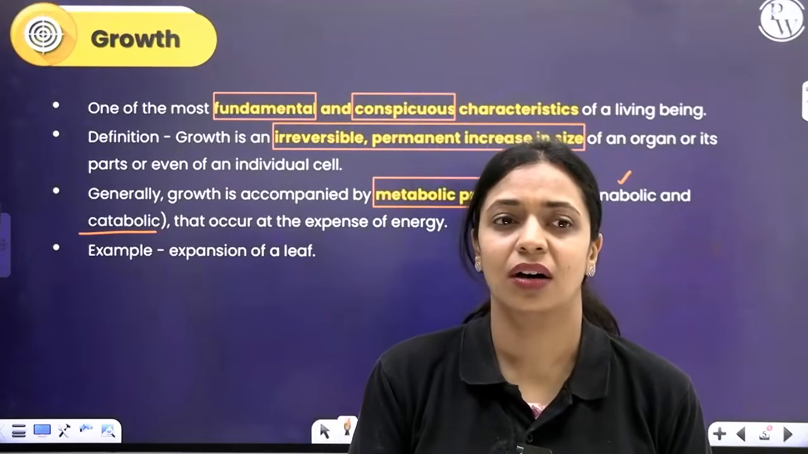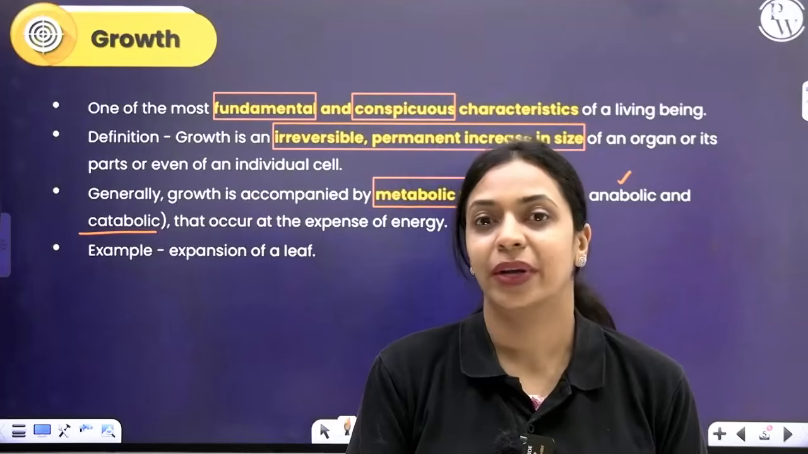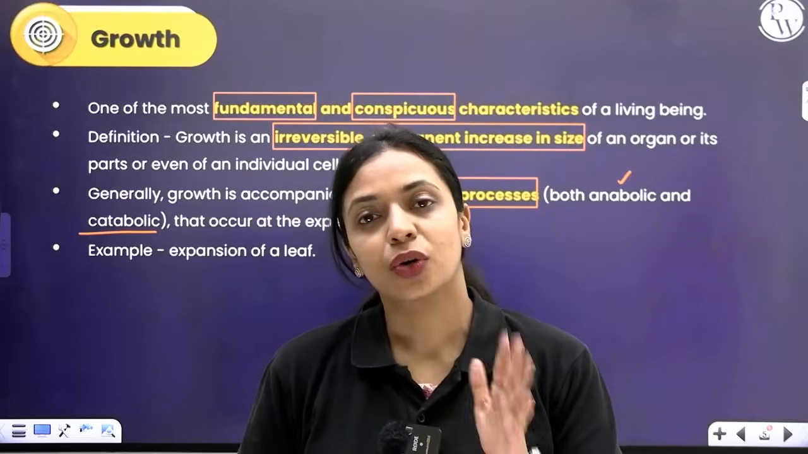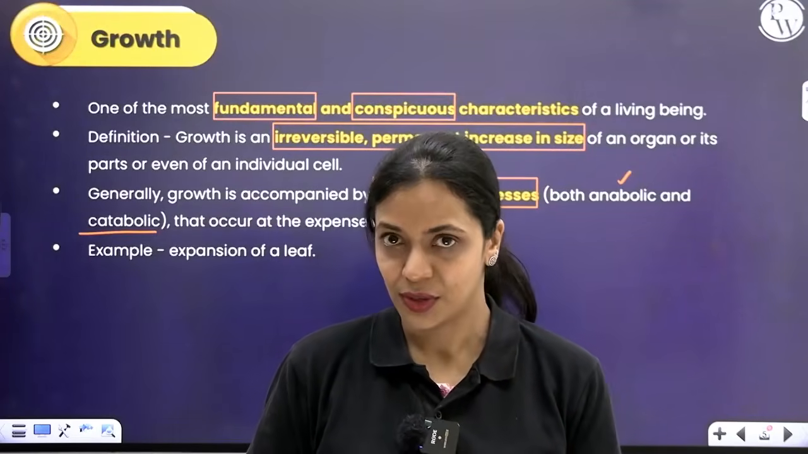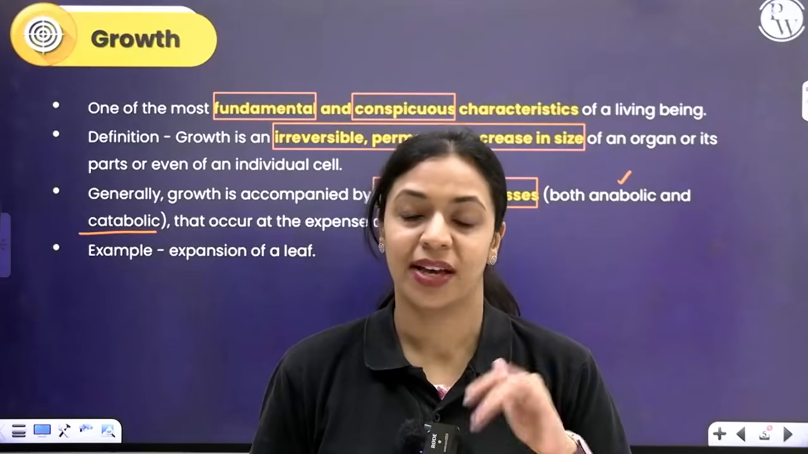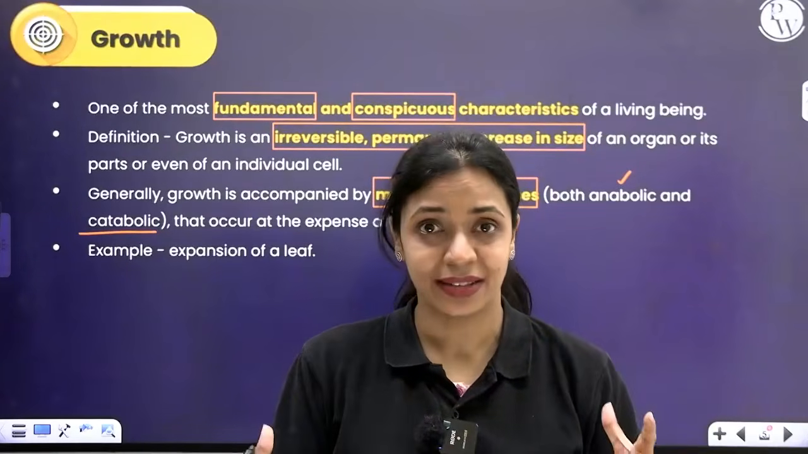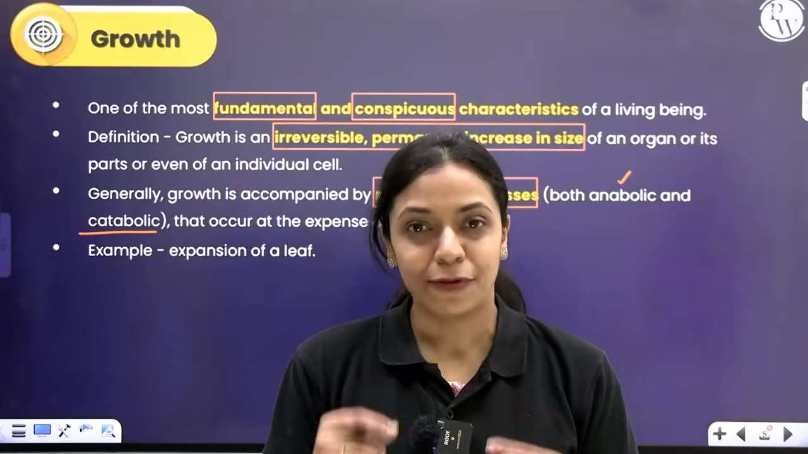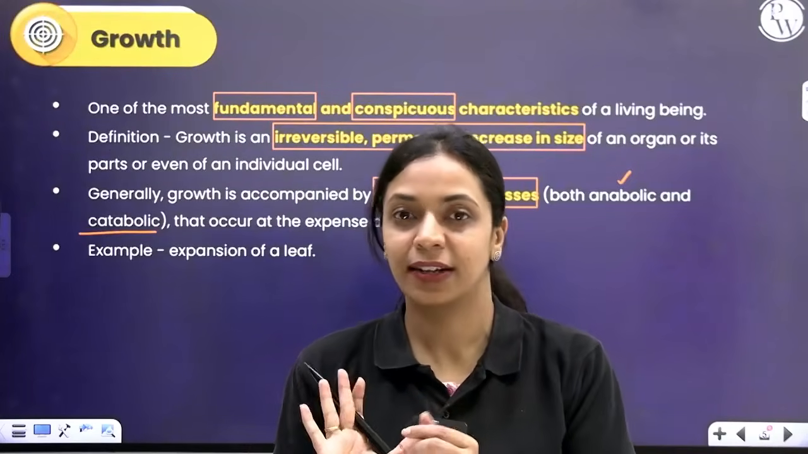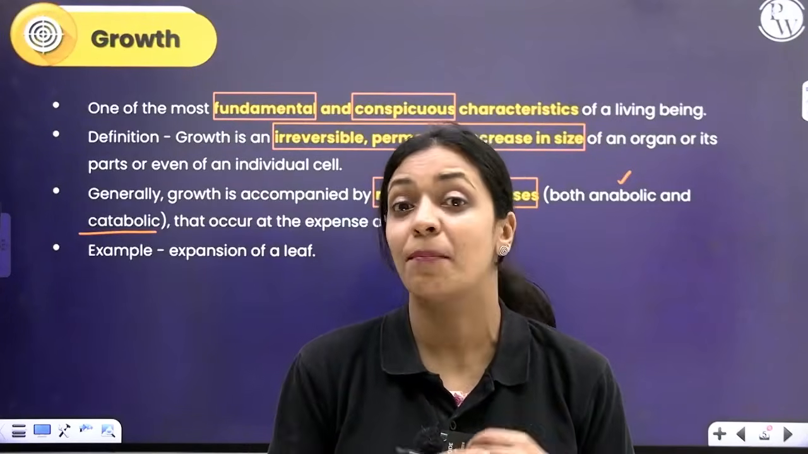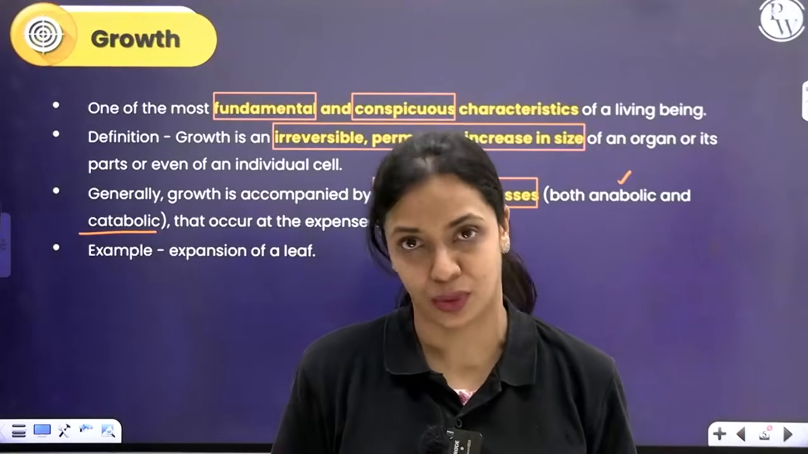How can you measure growth when it comes to a plant? If a root has increased in length, that is growth. If the stem has grown taller, that is growth. If the stem has grown wider, thicker, that is also growth. If a leaf that was small has expanded and increased its surface area, that is also growth. So there are multiple ways in which you can measure growth in a plant.